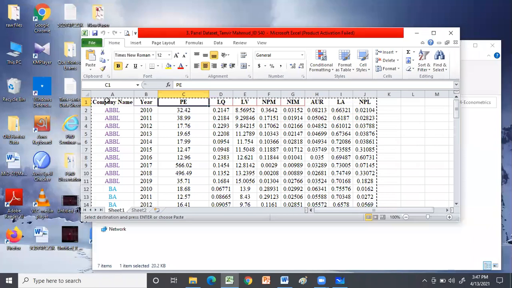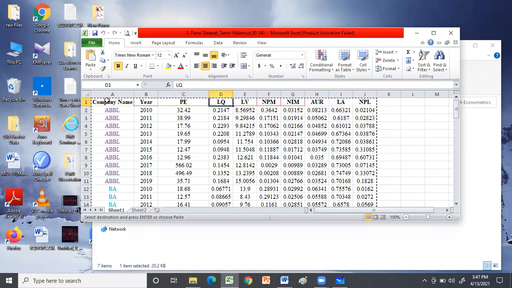Here the dependent variable was price earning ratio, that was indicating the share price movement or stock market performance of the respective commercial bank. And there are 7 independent variables or explanatory variables he has taken in the model. Those 7 variables are based on the financial performance of the respective commercial banks.